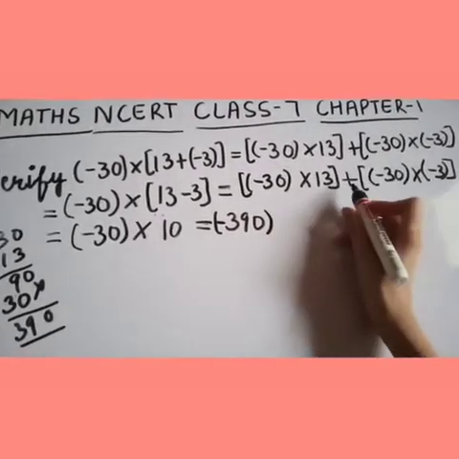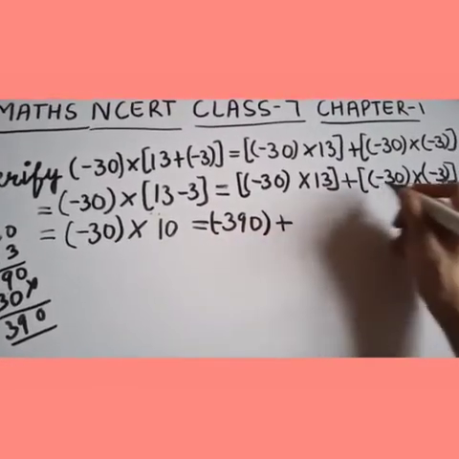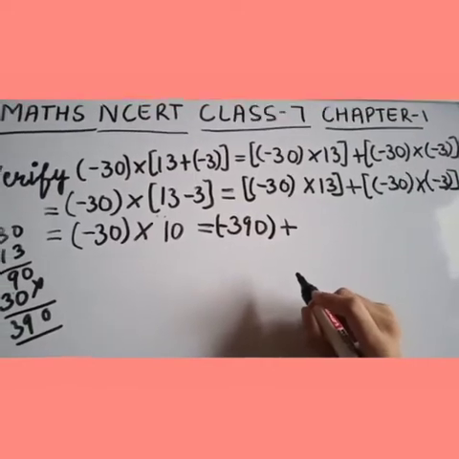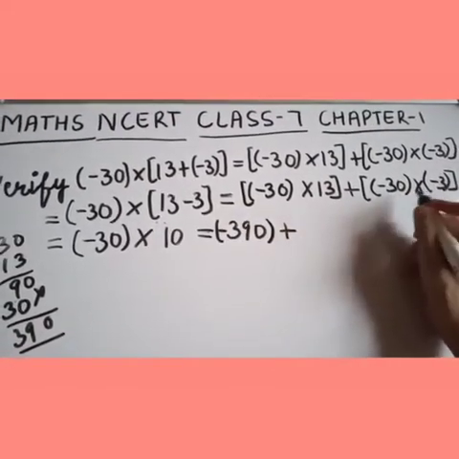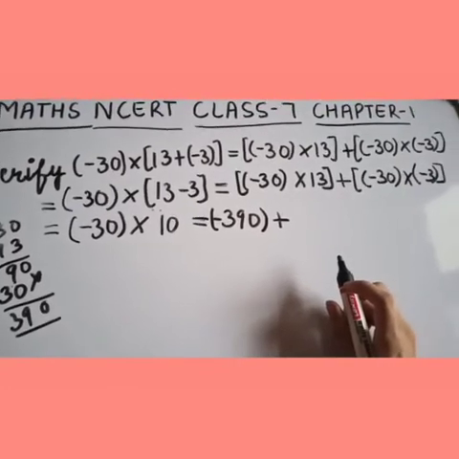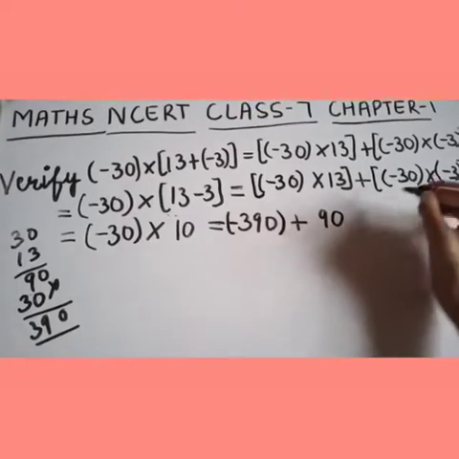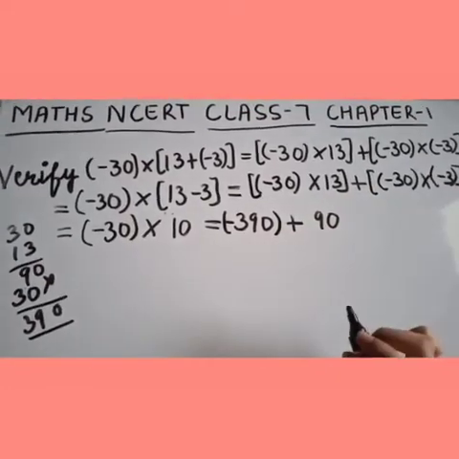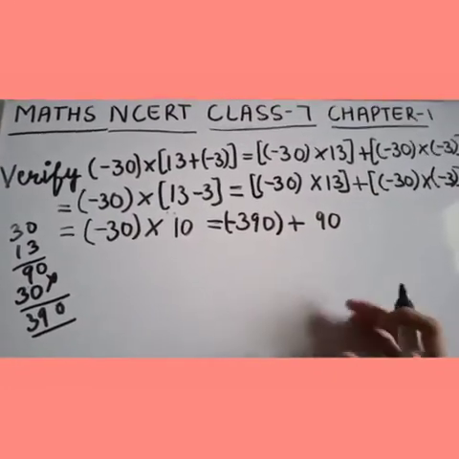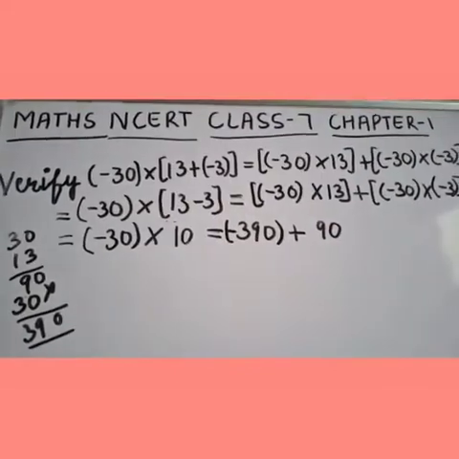Now, after that we have the plus sign. Now let's solve this. Bracket 30 into 3. Ignore the signs first. 30 into 3 is 90. So, both are negative numbers. So, negative negative gives us positive. So, 90 becomes a positive number.